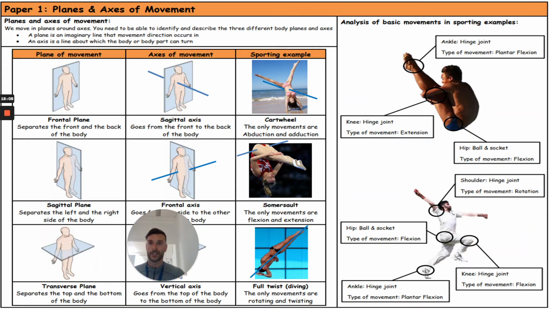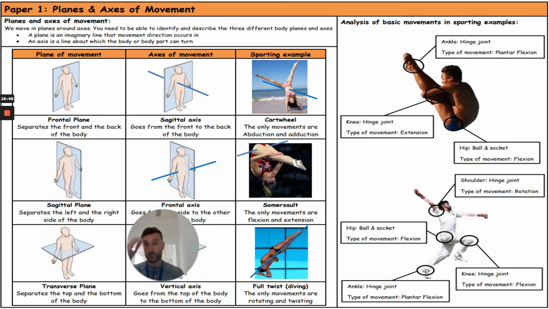Planes and axes. So again, this is confusing, but it's simple. Okay, the frontal plane, okay, is forward and backwards movements. So if I step forward or step backwards, I'm stepping through the plane. That is the frontal plane. So a bicep curl, kicking a football forward, these are all the frontal plane. The sagittal plane is side-to-side movements. So for example, if I dive sideways to save a ball, that's the sagittal plane.